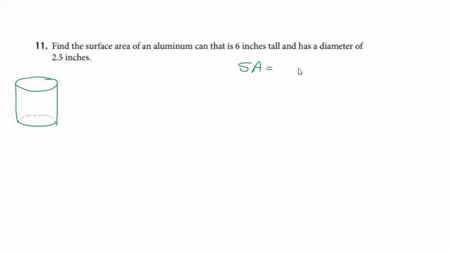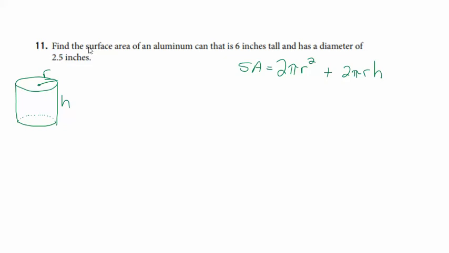So the top is a circle, and that has area pi r squared. And I also have a circle on the bottom, so there's 2. So that's the top and the bottom. And then around the outside, the formula is the circumference, which is 2 pi r times the height of the can, which is h. Okay, so this is the height here, and this is the radius here, and you need those two numbers to find the surface area.